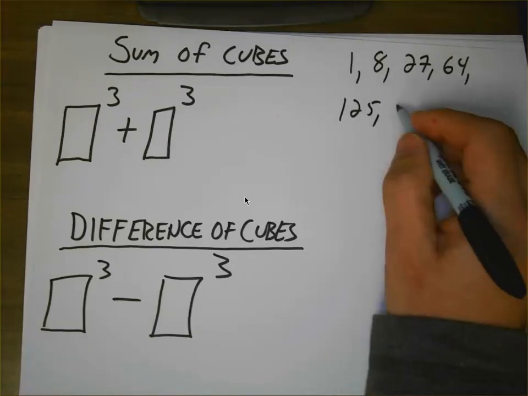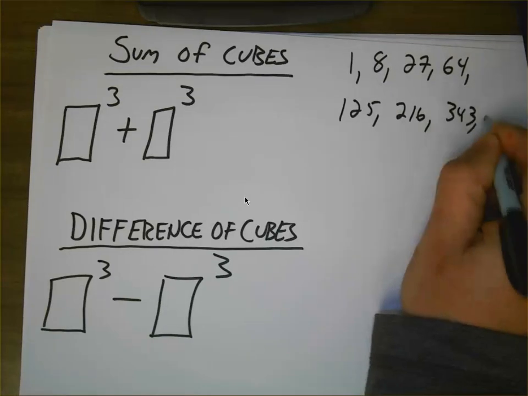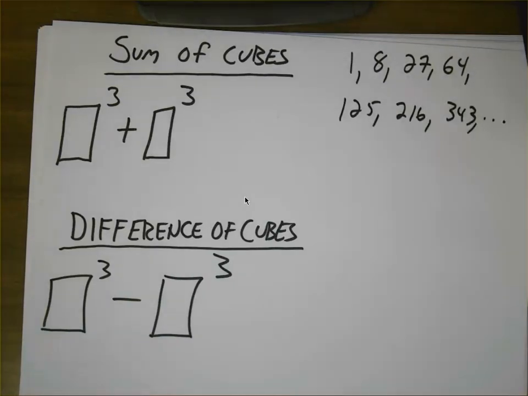That's 5, I think. 6 is 216. And then 7 is 343, dot, dot, dot. I don't really know too many after that, but that's how it works. So the sum of cubes and the difference of cubes. How does this come into play? It might help if I show you this.